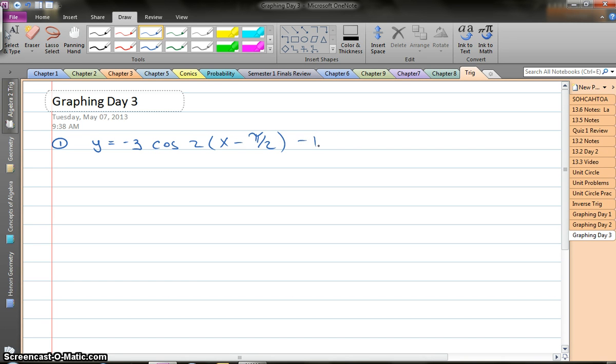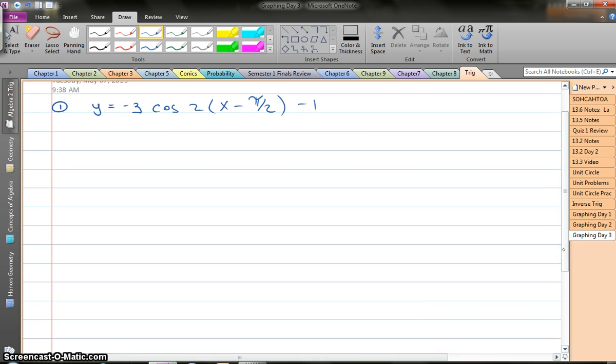All right, so we got a lot of noise happening here. Let's start with my period. My period is 2 pi over my b value, which is 2. So my period is pi. Now my interval is my period divided by 4, so pi over 4 is my interval. My amplitude is my lead coefficient, which in this case is 3.